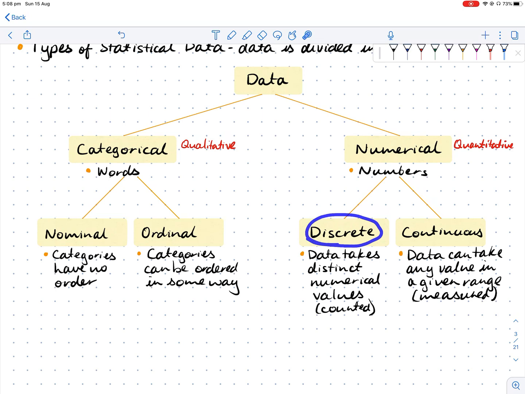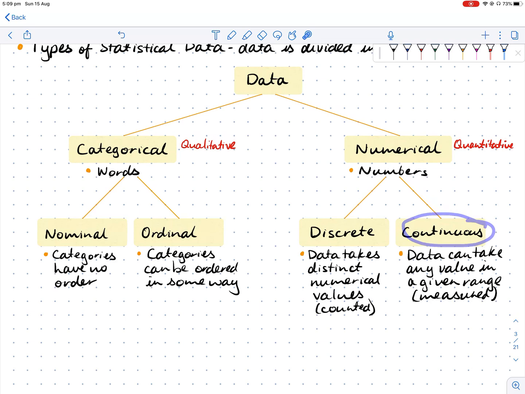Shoe size would also be discrete data, because you can wear a 4, you could wear a 4.5, a 5.5 and so on. So you do have the halves, but it's not something where we can pick any value. We can have the halves, but we can't have quarters or eighths or other decimals. So we've got distinct numerical values, even though for shoe size you could have halves.